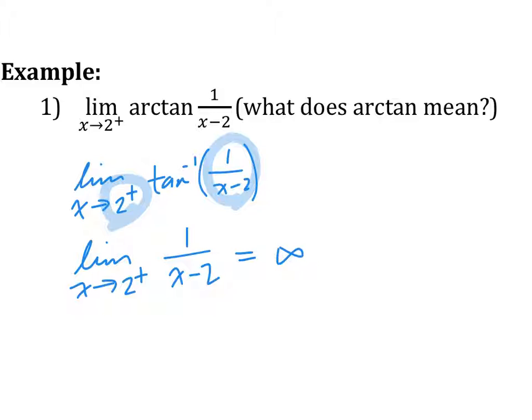original tangent problem. Remember now we know that x is going to infinity. This problem changes to inverse tangent x because we already evaluated this part, 1 over x minus 2. That's infinity. Therefore, this part is just going to be x. This part is going to infinity. This is called a change of variable.